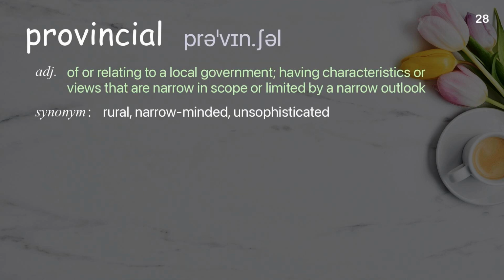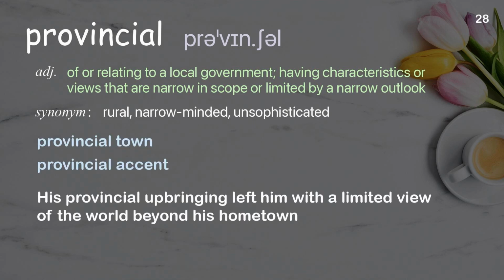Provincial: of or relating to a local government, having characteristics or views that are narrow in scope or limited by a narrow outlook. Examples: provincial town. Provincial accent. His provincial upbringing left him with a limited view of the world beyond his hometown.